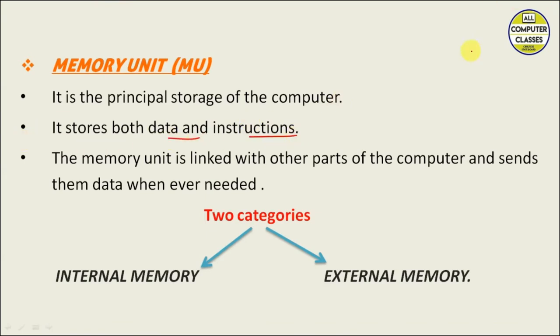For example, we want to add 5 and 6. So 5 and 6 are the data, and what is the instruction? Instruction is to add them, right? So it stores both data and instruction. The memory unit is linked with other parts of computer and sends them data whenever needed, right? So this memory unit is broadly divided into 2 categories. One is internal memory and the other is external memory.